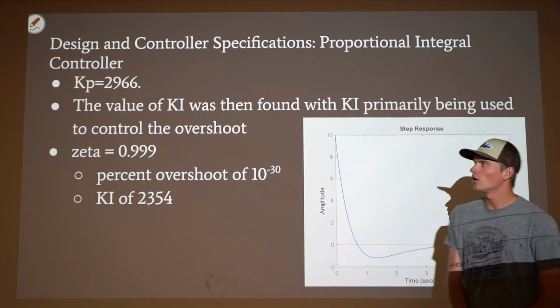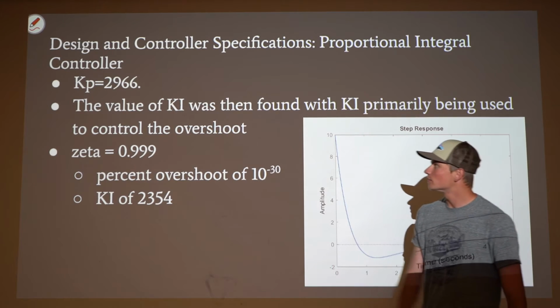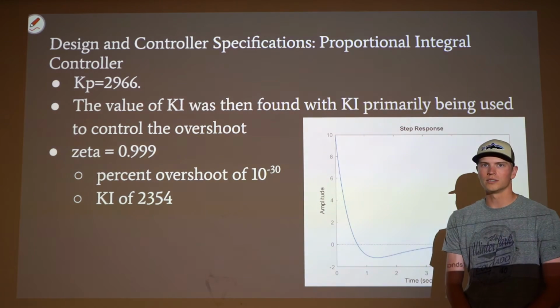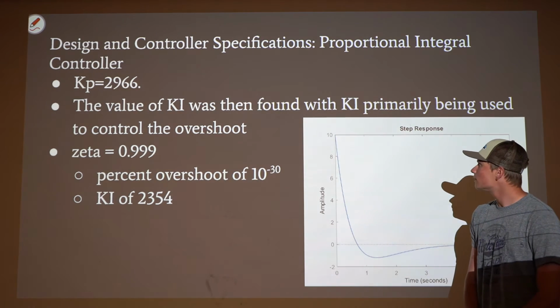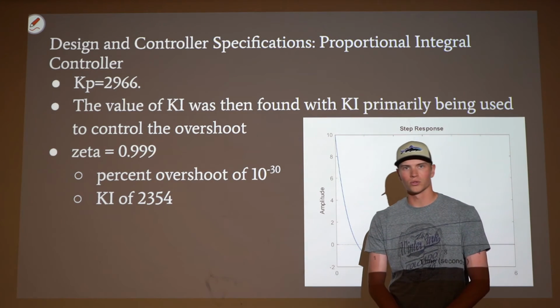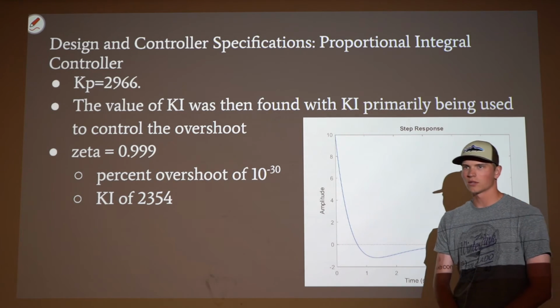So once we solved for the constants Ki and Kp, you get a value of Kp equals 2,966. This is what controls the settling time. And then the Ki value was found, with the Ki primarily being used to control the overshoot. The only issue with a PI controller is that it causes a large amount of overshoot.